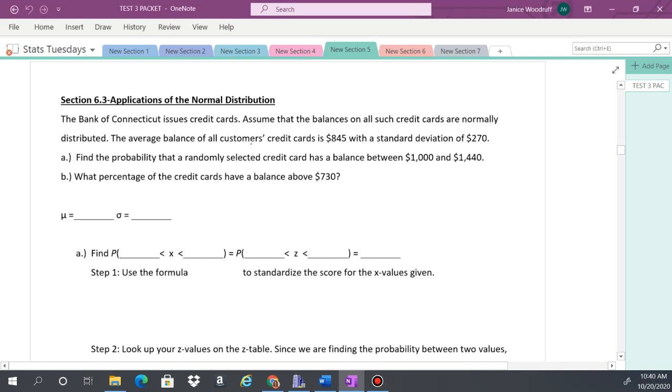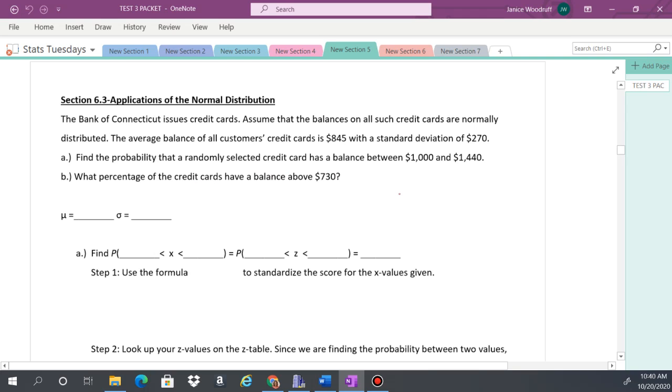Then we have the average balance of all customers' credit cards is $845, so that's the mean, with a standard deviation of 270. And then you have two parts. Find the probability that a randomly selected credit card has a balance between $1,000 and $1,440. And then what percentage of the credit cards has a balance above $730?